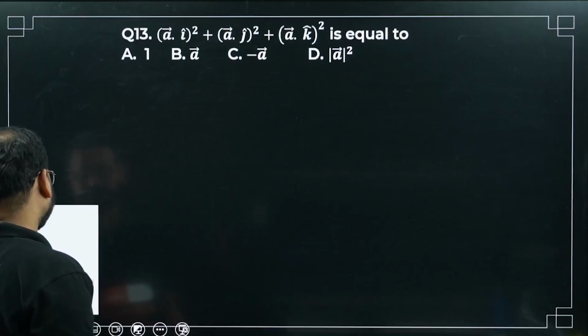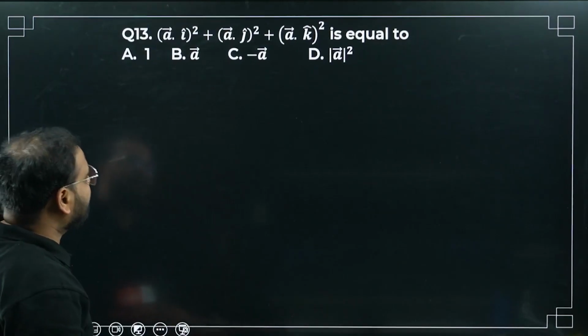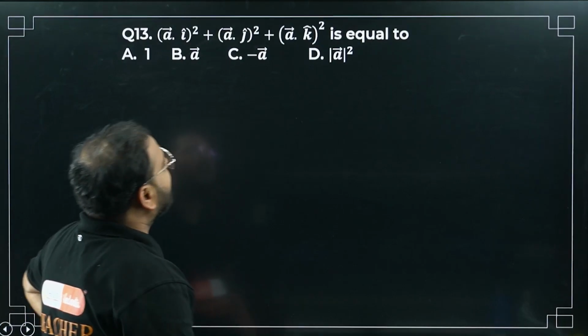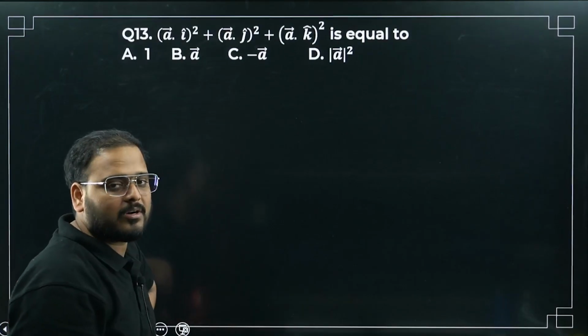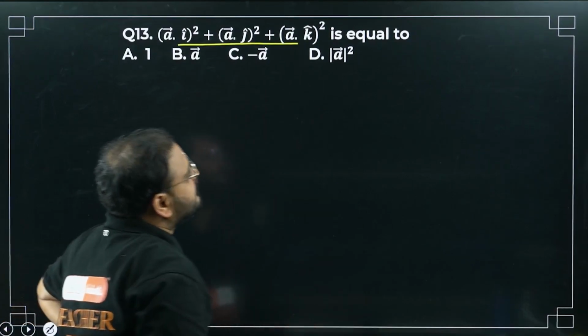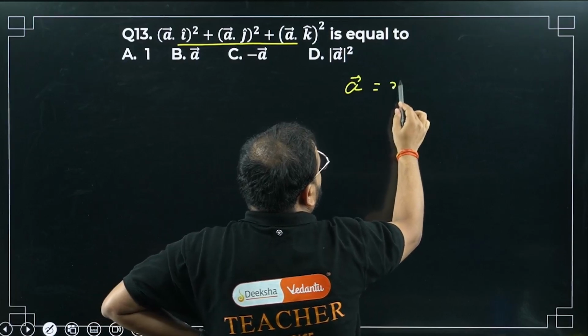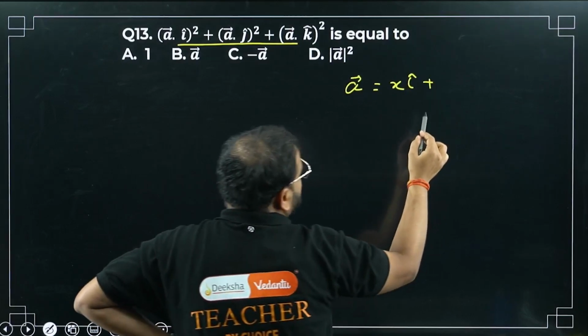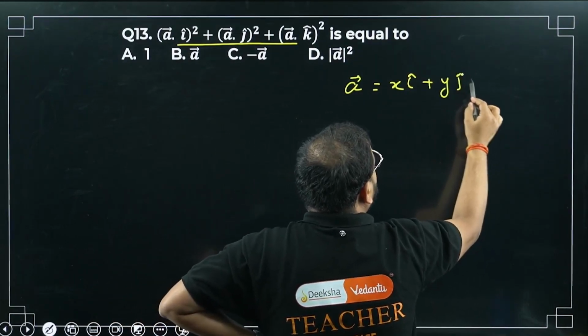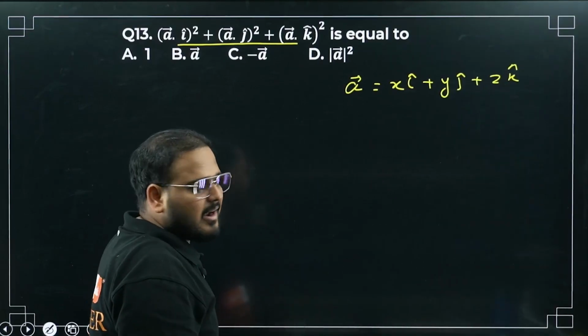Chalo. Question number 13. A dot I the whole square, A dot J the whole square, and A dot K the whole square is equal to what? Okay. So, can I write a vector A, let's say, like this: X i cap plus Y j cap plus Z k cap. I can write it like this, bacha.